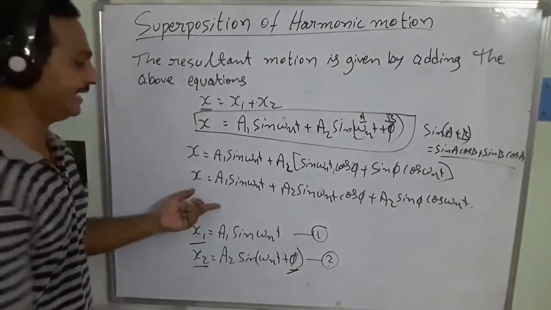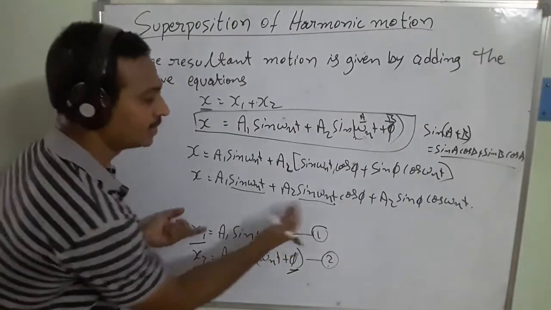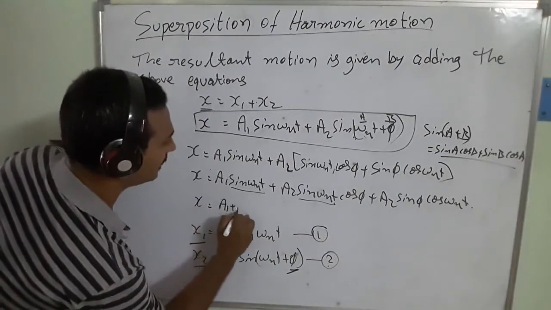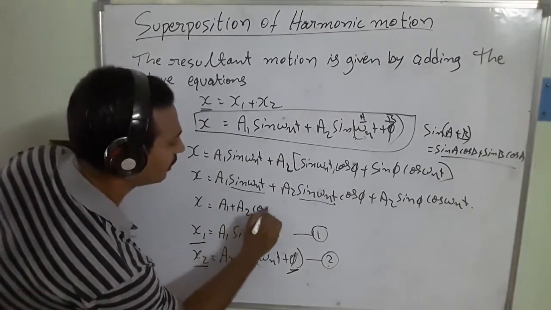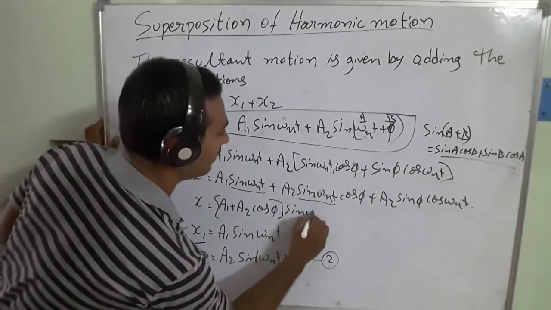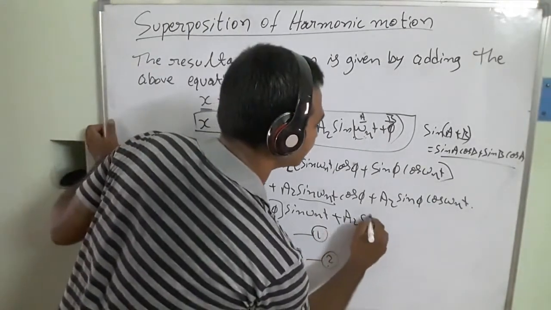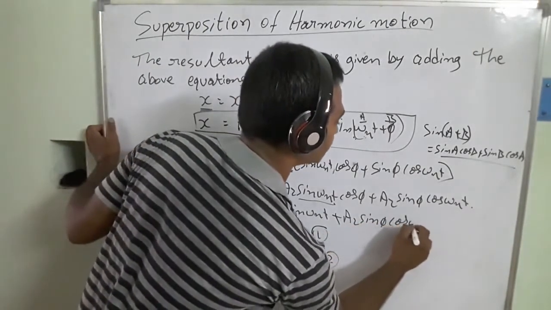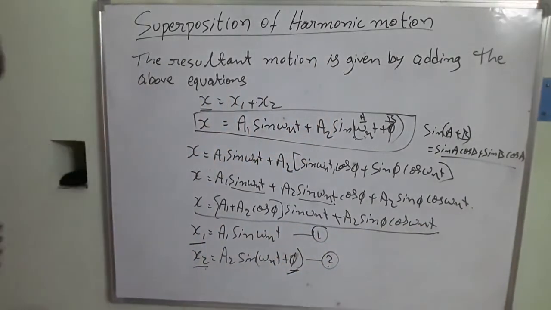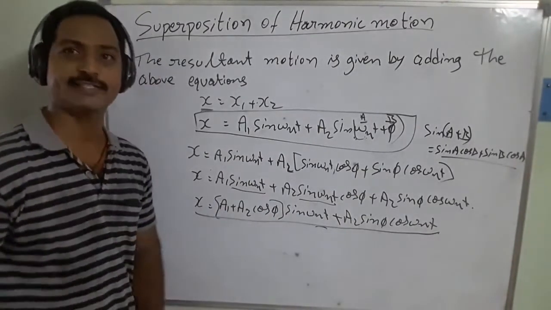So in this case we can see sin ωnt is going to be the common term. So I'm going to take out that term, that is going to be (A1 plus A2 cos π) into sin ωnt plus, what is this one? A2 sin π cos ωnt. So that we got in this equation. So once we got this equation, I'm going to simplify this equation.